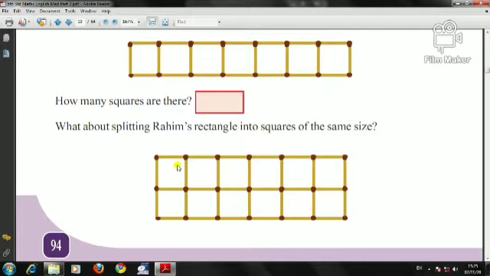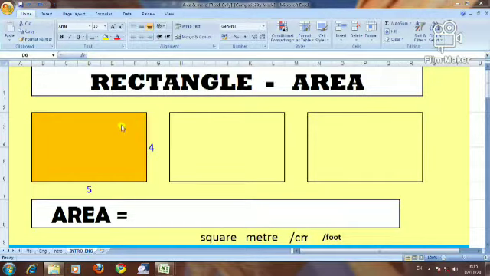Now let's come to the next activity here. Now let's have another activity. See, here 3 rectangles are given. The first one is an orange one. Let's begin with the first one here. See, the length of which is 5. Then the breadth is 1, 2, 3, 4. Now come on to the next one.